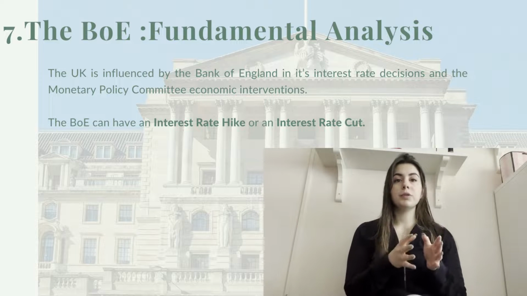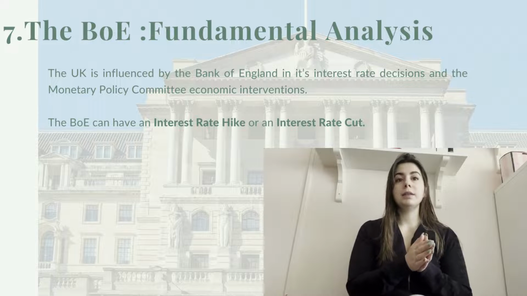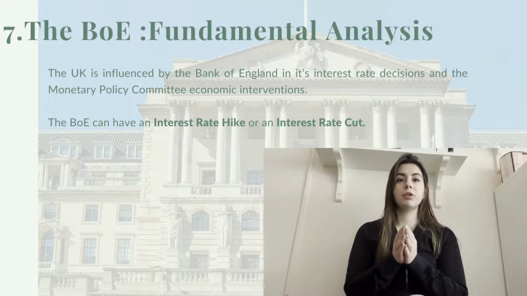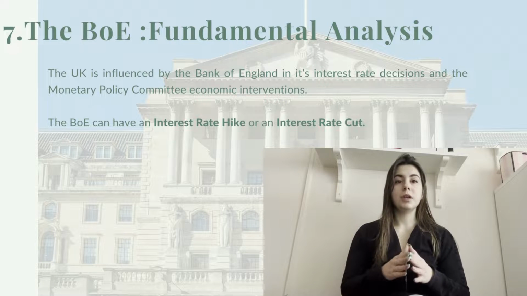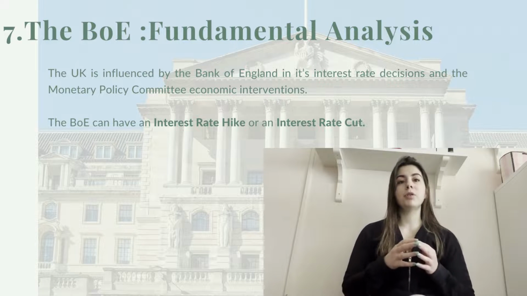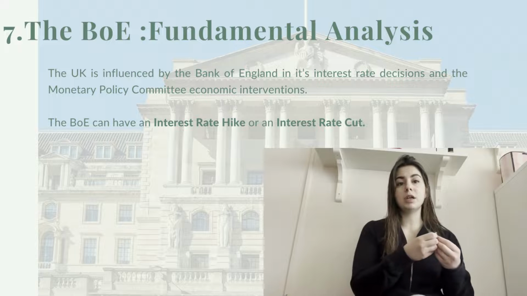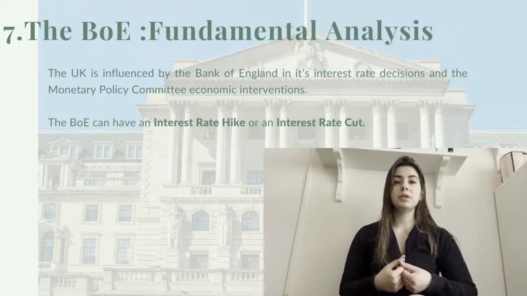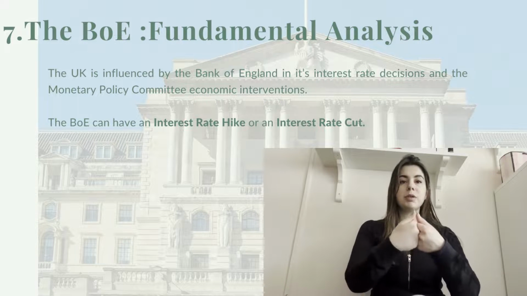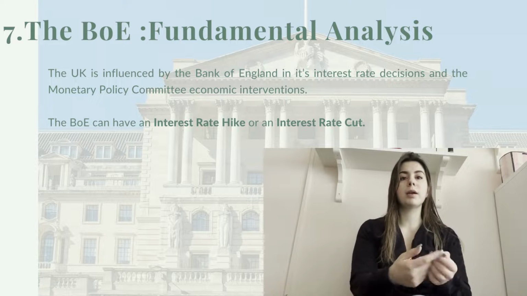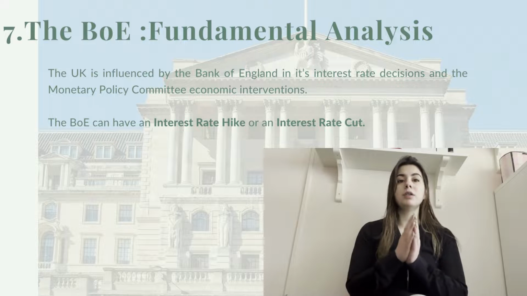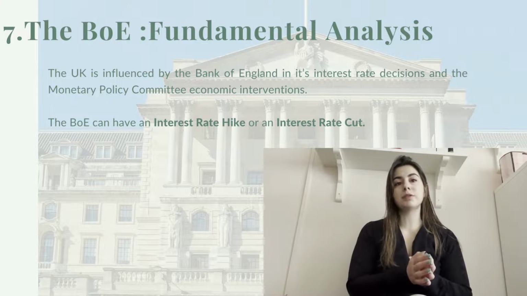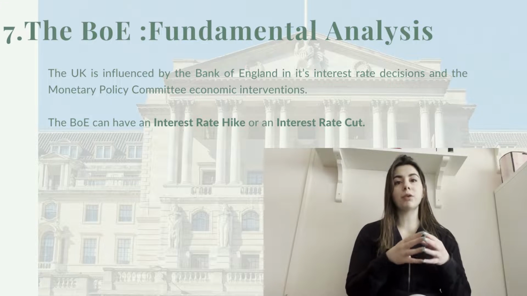The UK is influenced by the Bank of England in its interest rate decisions and the Monetary Policy Committee's economic interventions. This committee meets 8 times per year to evaluate the GDP, inflation level, and unemployment. The committee is free to use the necessary tools to put the economy on track when it's far from the regular situation. Their main tools are interest rate decisions, asset purchase facilities, and minimum reserve requirements.